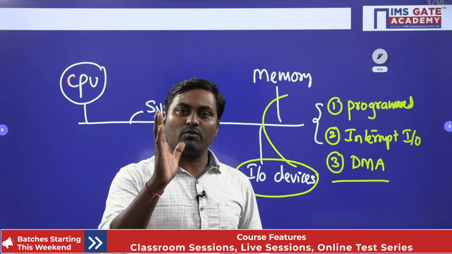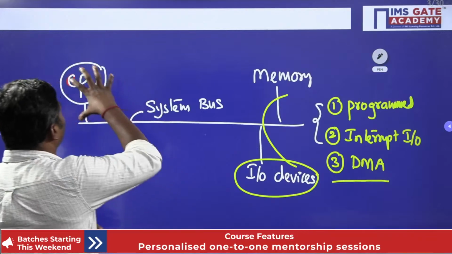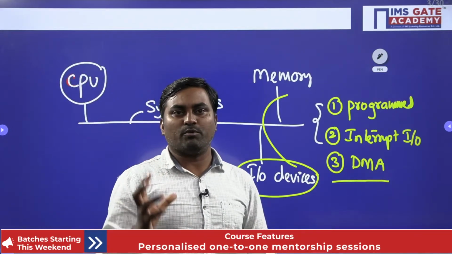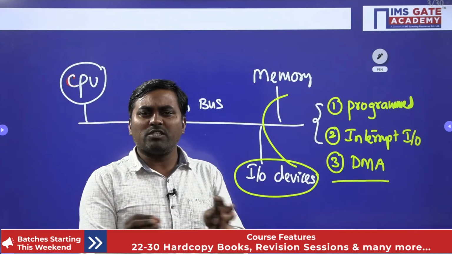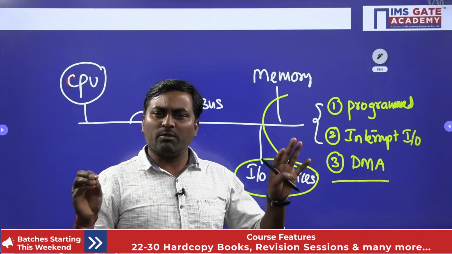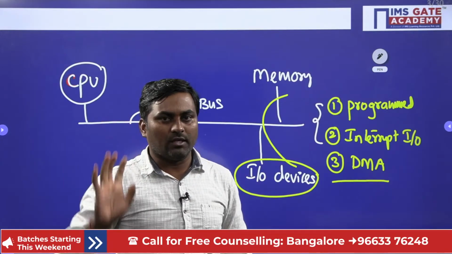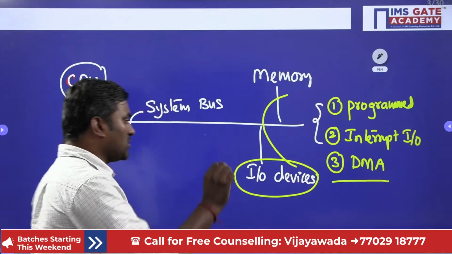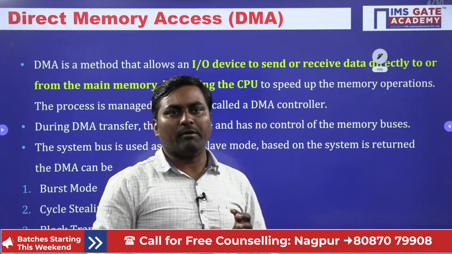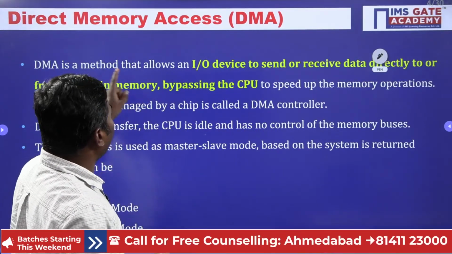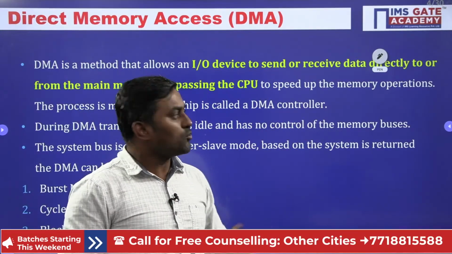Here is my point. This is kind of a special processor, you understand. This is a CPU, a general processor, general CPU, right? Now this is a special processor, the DMA. Its purpose is not to run any kind of instruction. Its purpose is simply to transfer data between memory and IO devices. Now let's see it separately, a few points I mentioned. What I said, DMA is a method that allows an IO device to send or receive data from memory.